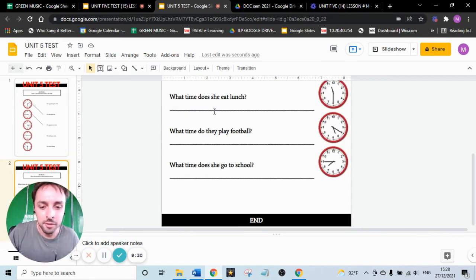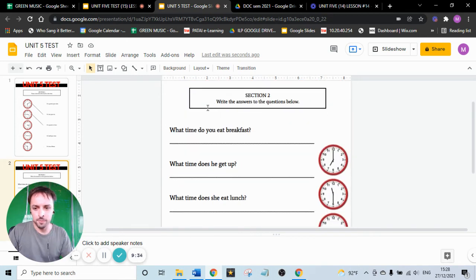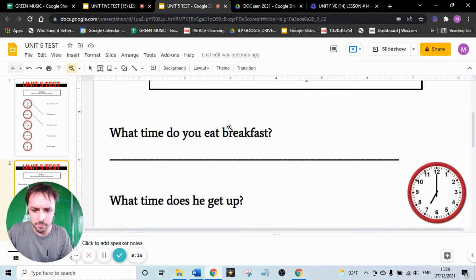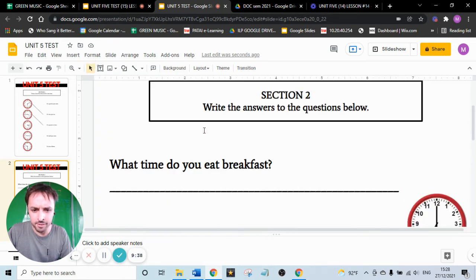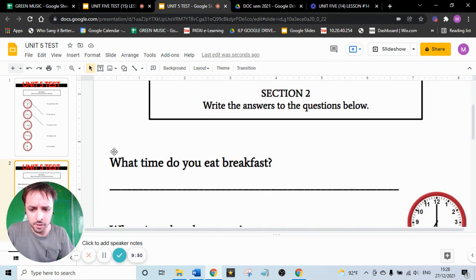Let's do section 2. Let's zoom up. Section 2, write the answers to the questions below. Okay, let's have a look. What time do you eat breakfast?